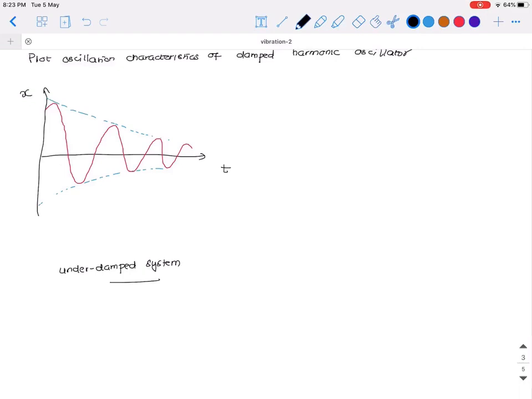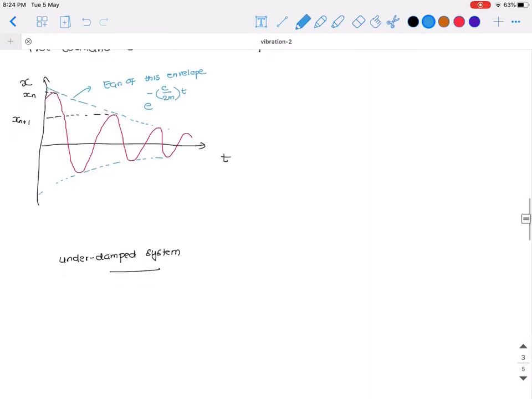that this is x n and this is x n plus 1, so the amplitude will keep on reducing, and the equation of this envelope is given by e to the power minus c by 2m times time. Okay, so the amplitude reduces exponentially.